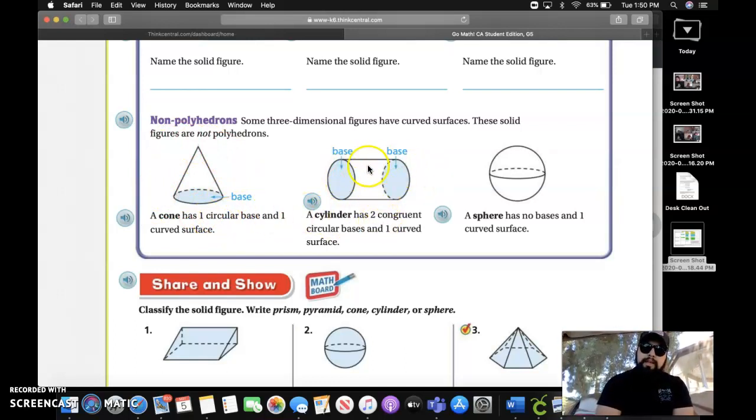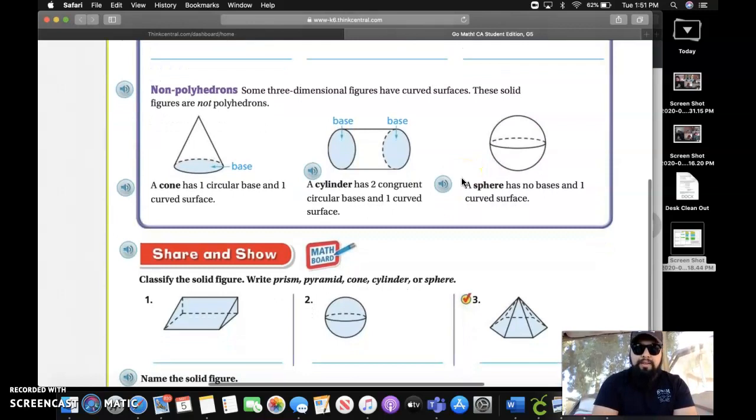This one right here, it's got 2 of them, so some people would say, oh, that's a prism. But it's not a prism because the bases are not polygons. If you look at the bases, they are circles, which makes it a cylinder. And then this one right here has no bases at all. So it's definitely not a prism or a pyramid. So that one right there is a sphere. We all know that's a sphere, like a ball. Okay, so yeah, that's another way to reinforce what polyhedrons are.